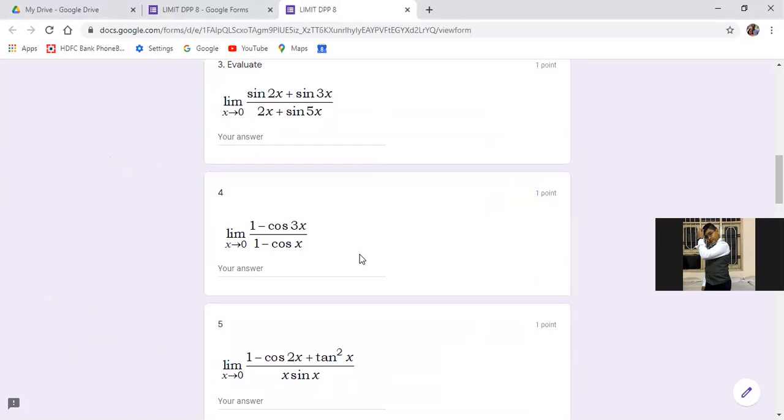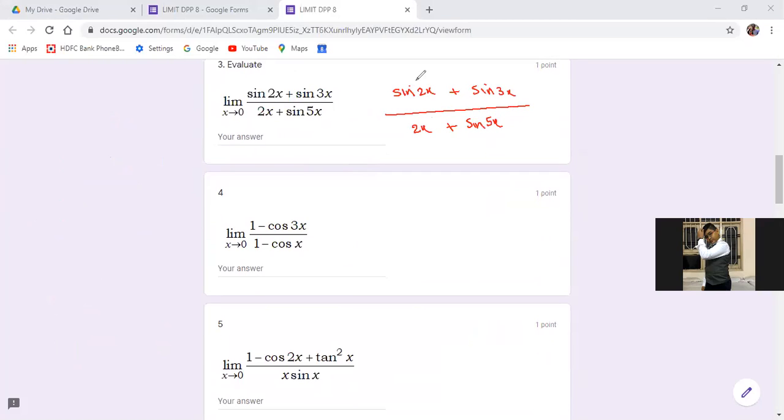Majority of you have done question number 3 correctly. I'm happy about it. So what should I do in this problem? First, divide numerator and denominator by x.